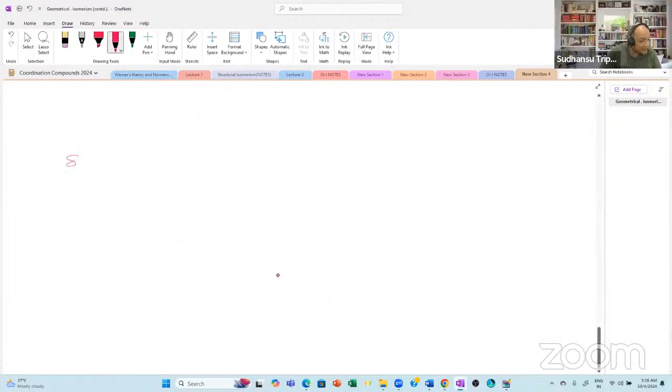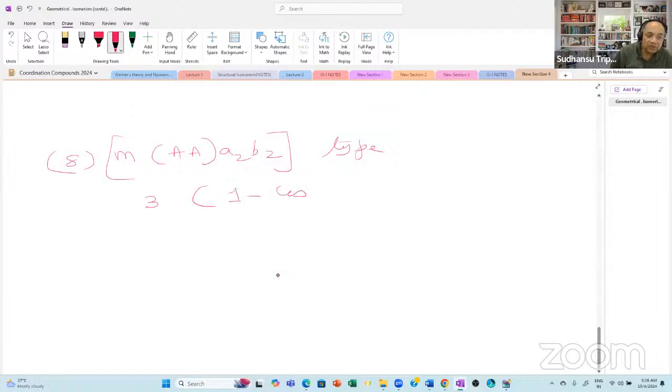Then we go to 8. 8 is a little different. It is M with only one such bidentate ligand, then A2B2. This will show 3: 1 cis and 2 trans. And the cis exists as a DL pair. It's dissymmetric.